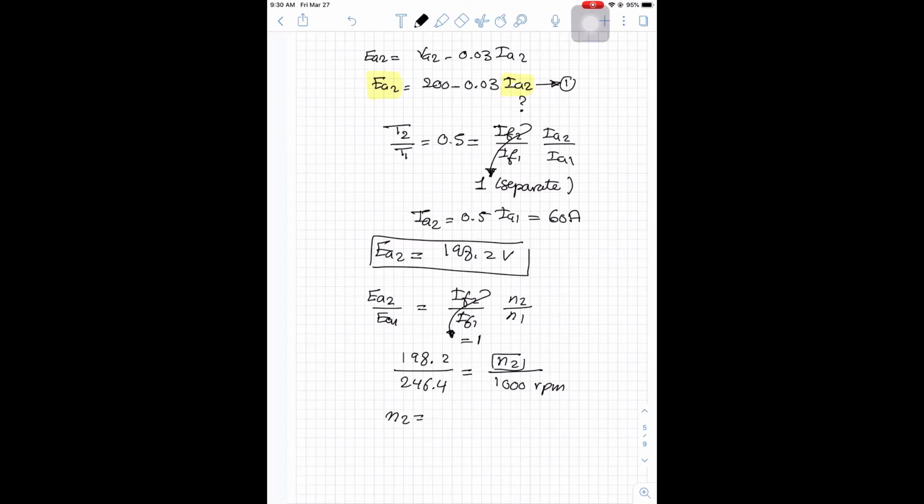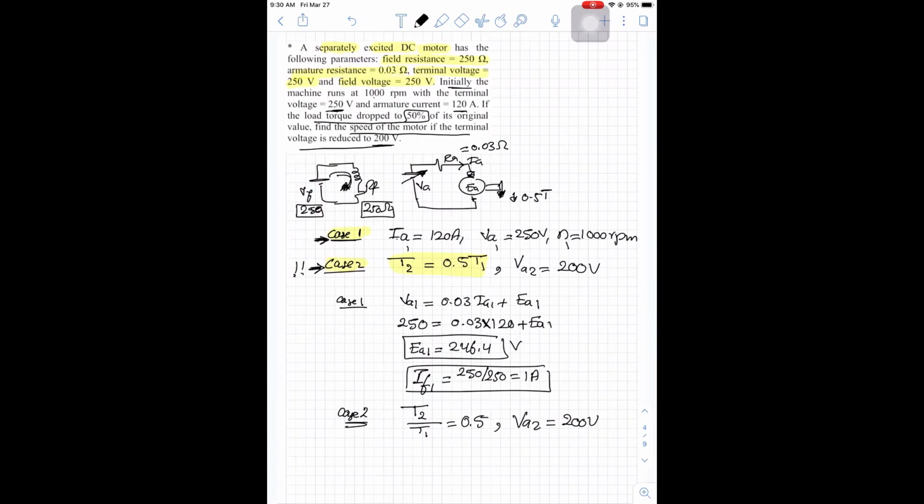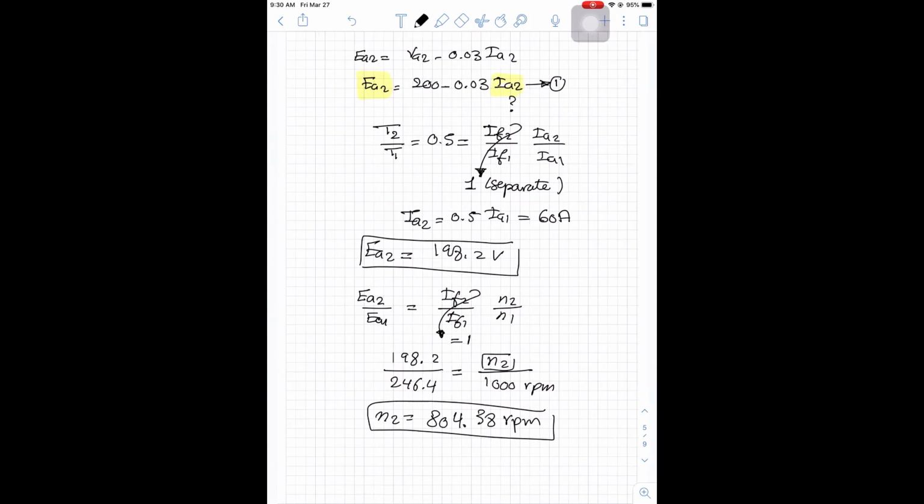So N2 equals 804.38 RPM. So here, when the torque dropped by 50% and the voltage reduced to 200 volts, the speed will go to 804.38 RPM. So please add this third part to the question and try to solve it.